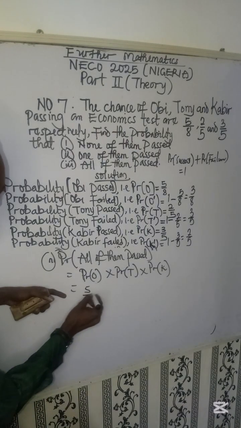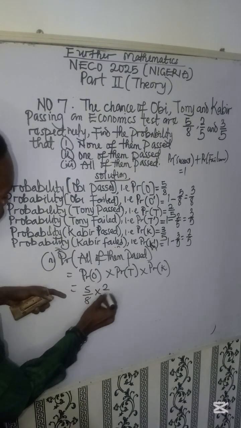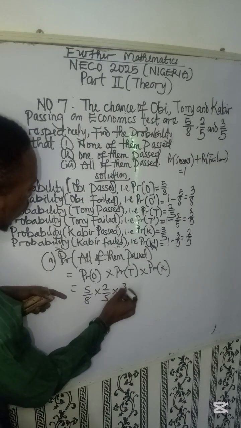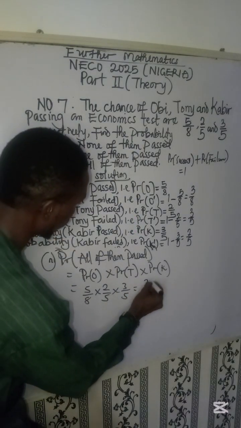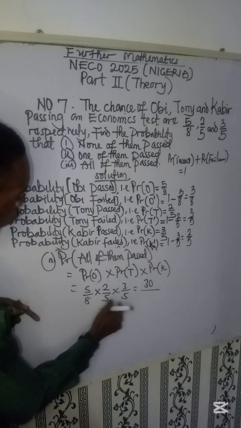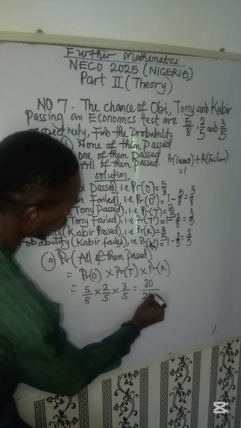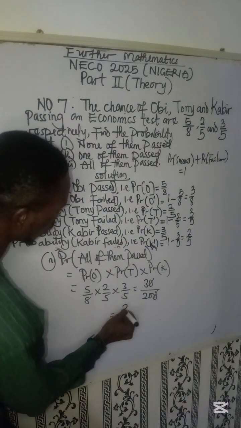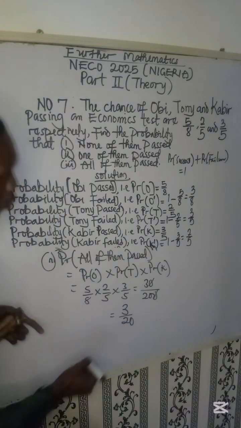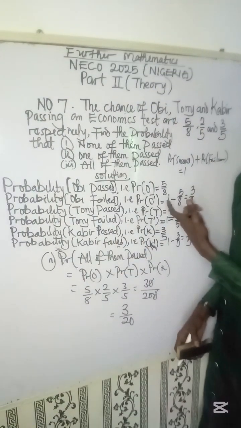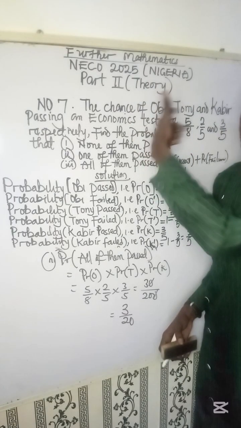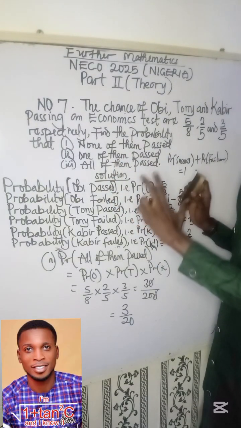That is 5 divided by 8 times 2 divided by 5 times 3 divided by 5. 5 times 2, 10. 10 times 3, 30, divided by 8 times 5, 40. 40 times 5, that's 200. 0 cancels 0, and that equals 3 divided by 40. So that's the approach on how you solve question 7, 2025 NECO, for that mathematics question under probability.